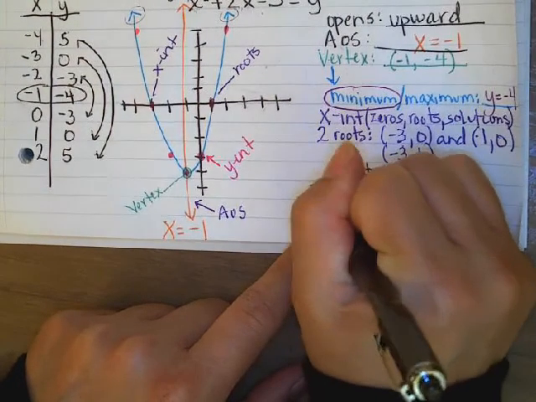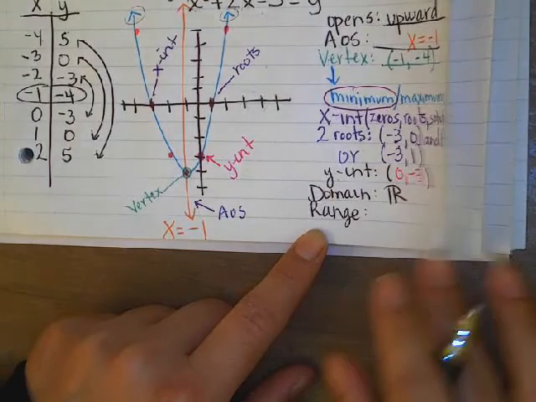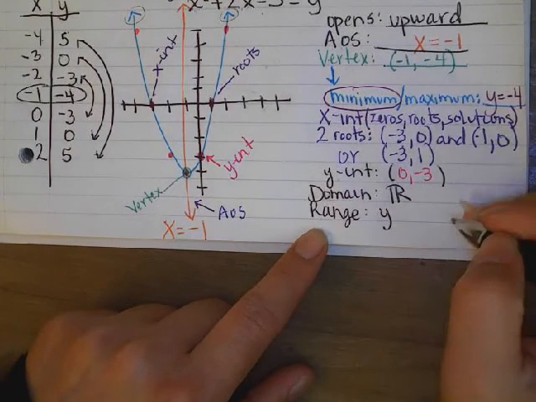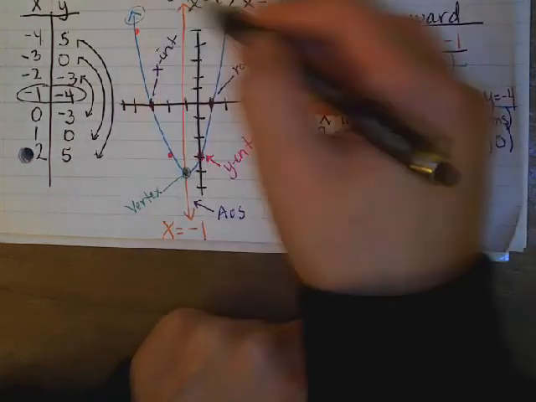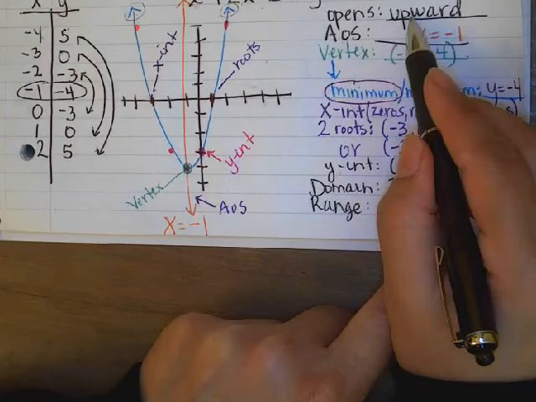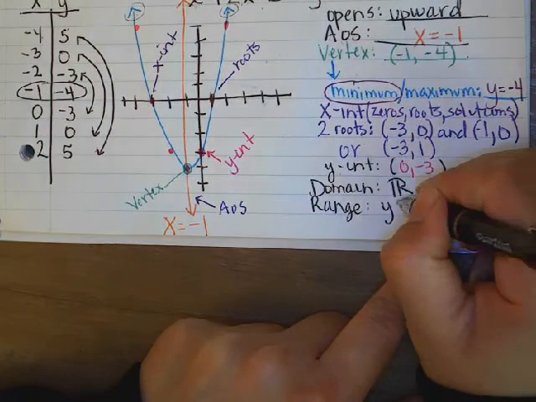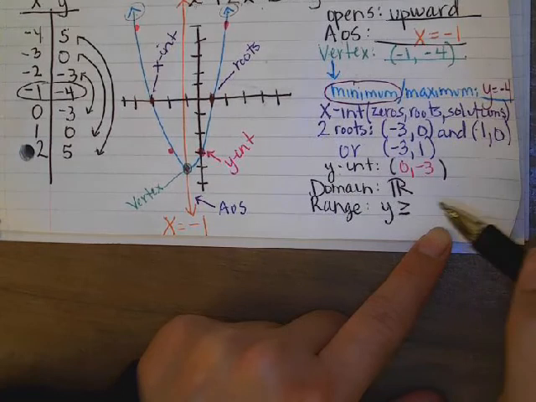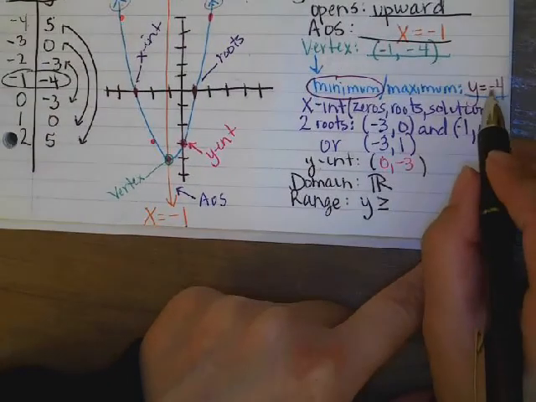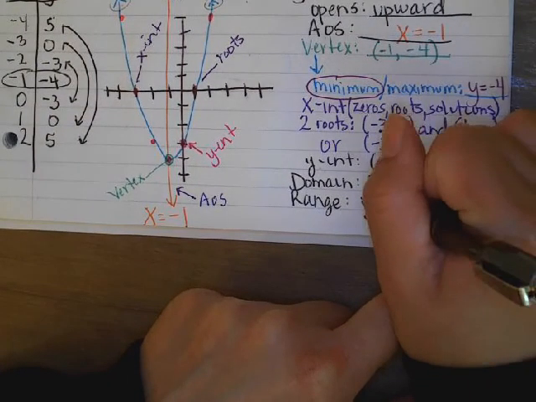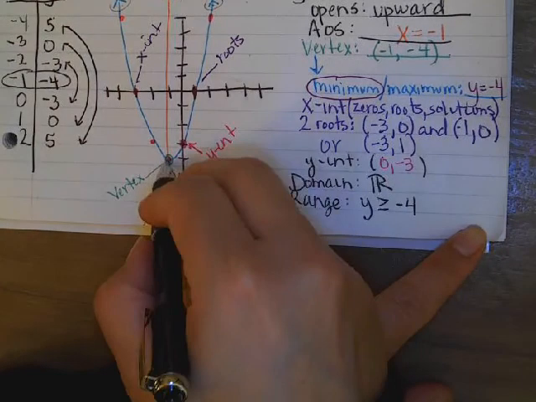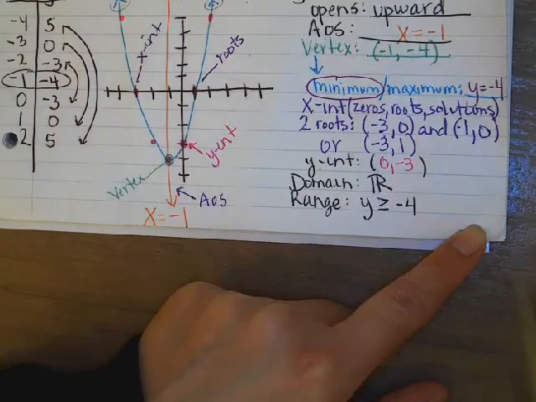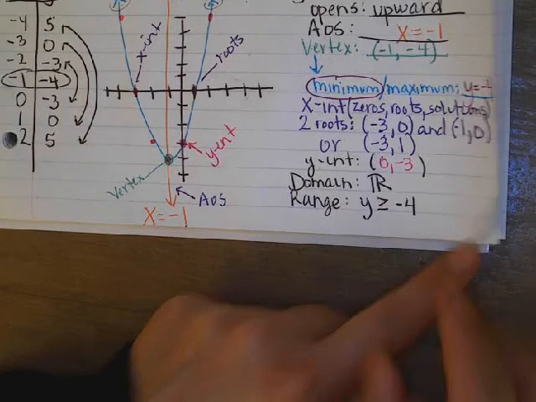What is the domain? The domain's easy because it's always all real numbers. I have an arrow that points left and an arrow that points right, so all real numbers. What is the range? Well, range means Y, so I'm going to put a Y. My arrows are pointing up. Remember, it's upward, right? So that means I'm going to use a greater than or equal to. And again, I use the Y value of your vertex. Because your Y's are at -4, that's the lowest part, and everything else gets bigger.